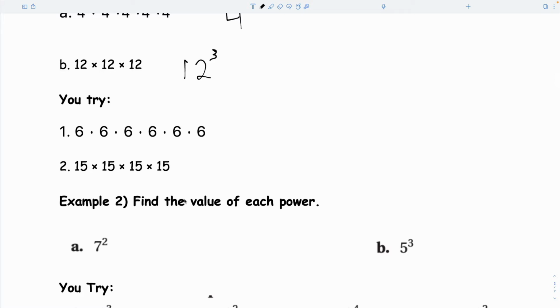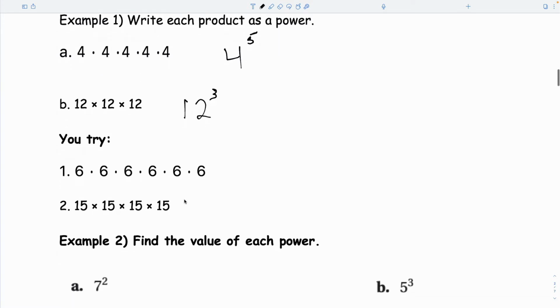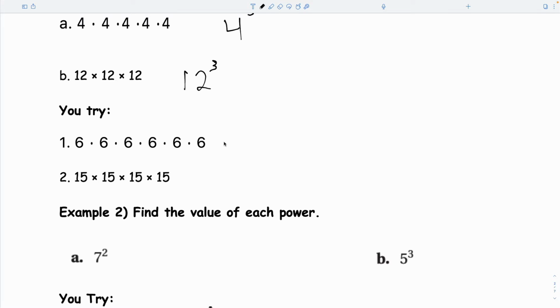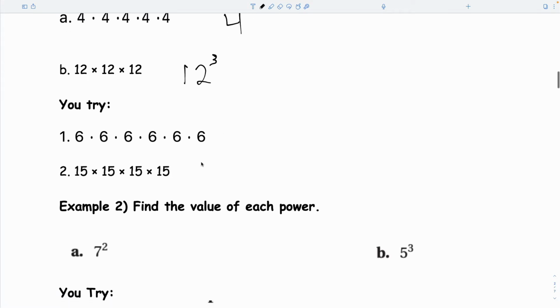Voices off. 1 and 2 are on your own. Go ahead and mark it down in 30 seconds. Can you try and give the answer? You're going to put the answer as a power. The question was to write each product as a power. So put 6 to some power, 15 to some power. You should have a base and an exponent. I know you're done because your pencil's down. Good, good. 10, 9, 8, 7, 6, 5, 4, 3, 2, 1.